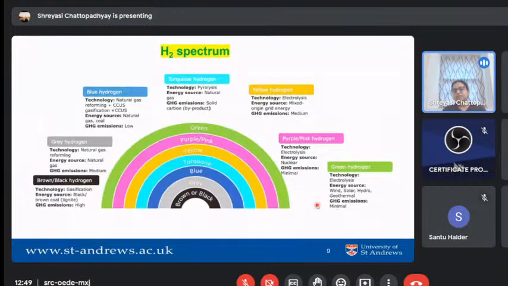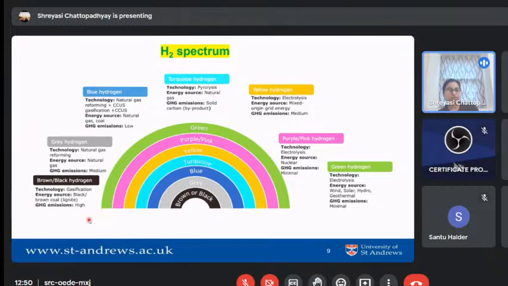Now, coming to the spectrum, because many times maybe I use the term green hydrogen, but we all know hydrogen gas doesn't have any color. So where is it coming from? This slide shows 7 colors of hydrogen, which basically come from the process of producing hydrogen and the greenhouse gas emission during production of that particular hydrogen. So if I talk about black or brown hydrogen, you can see it can be produced from coal via gasification.